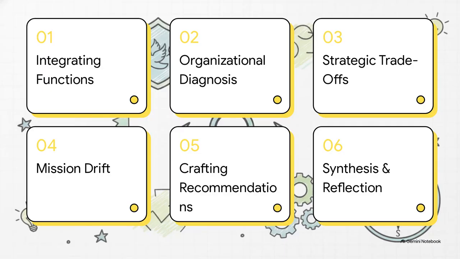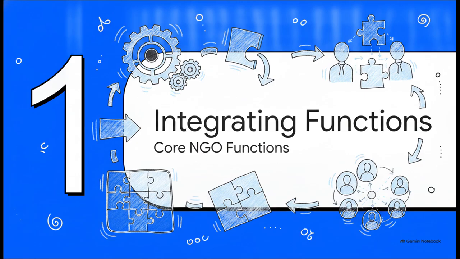Here is our roadmap for today's explainer. We'll be covering 15.1, Integrating Core NGO Functions, 15.2, Organizational Diagnosis, 15.3, Strategic Options and Trade-offs, 15.4, Mission Drift and Legitimacy, 15.5, Crafting Executive Recommendations, and finally, 15.6, Synthesis and Reflection. Let's dive in. Starting off with Section 15.1, Integrating Core NGO Functions.